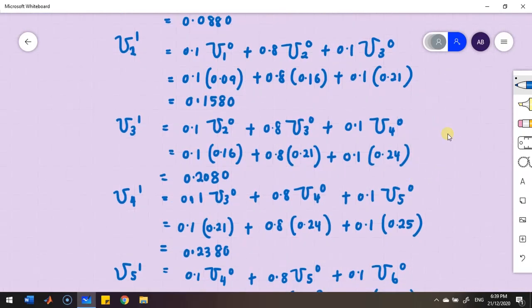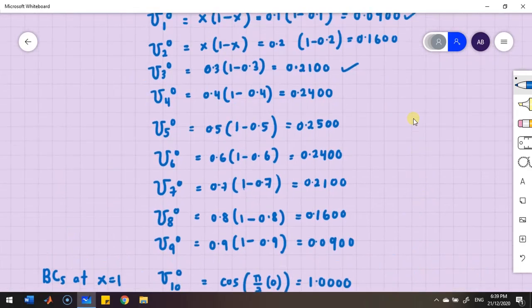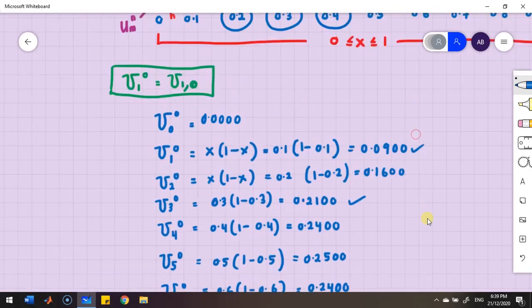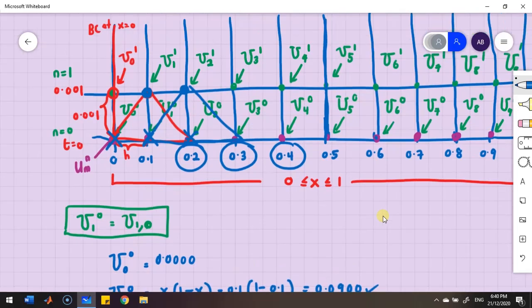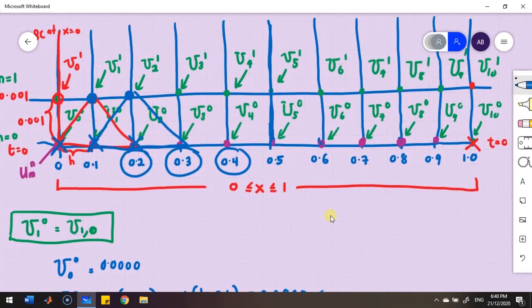Okay, so we have obtained all these values for time t equals 1 by using the explicit 4-point method. Now I'm pretty sure you can go a further level up. You can find the next value using the same approach.